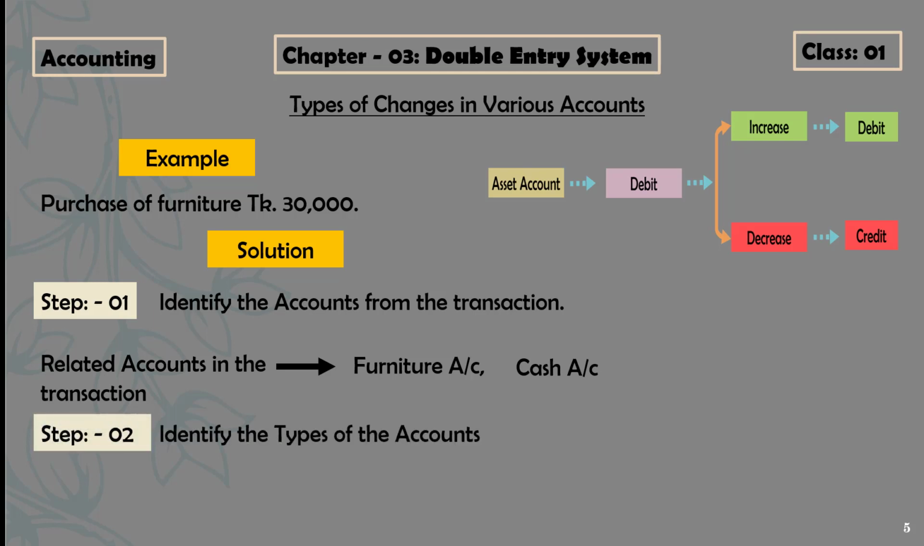Step 2, identify the types of the accounts. Now we have to identify what type of accounts they are, either asset or liabilities, or the rest of the 3. We found furniture account is an asset account, and cash account is also an asset account.